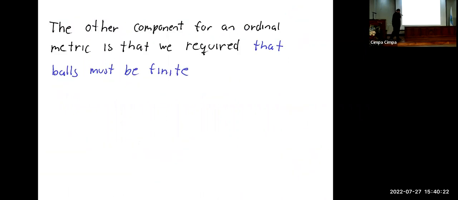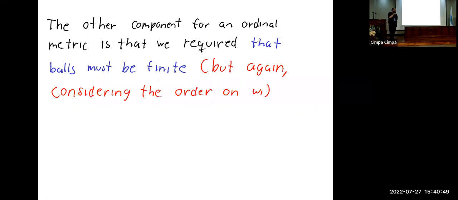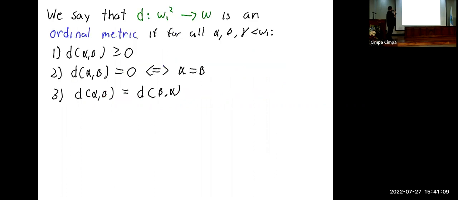And there's also another property for an ordinal metric, and that is that we want poles to be finite. And as always, if I have a point, you look at any pole, I want them to be finite. Well, almost that, but again, we need to take into account the order of omega 1. So when working with ultrametrics, we are usually not interested in the whole pole, but only in the ones below. Okay, so I'm going to have the definition here.